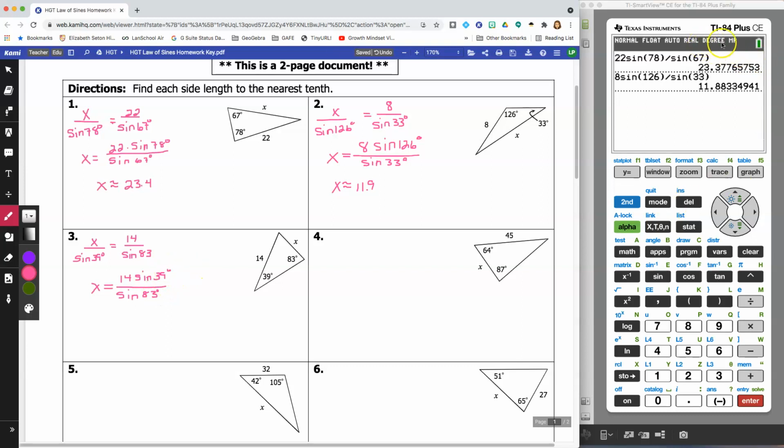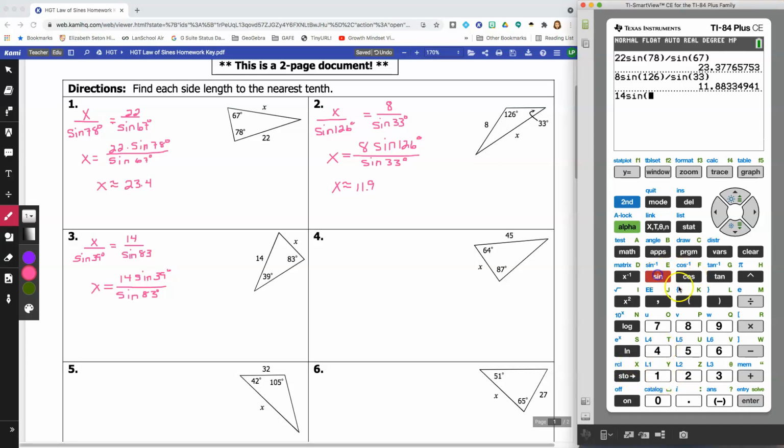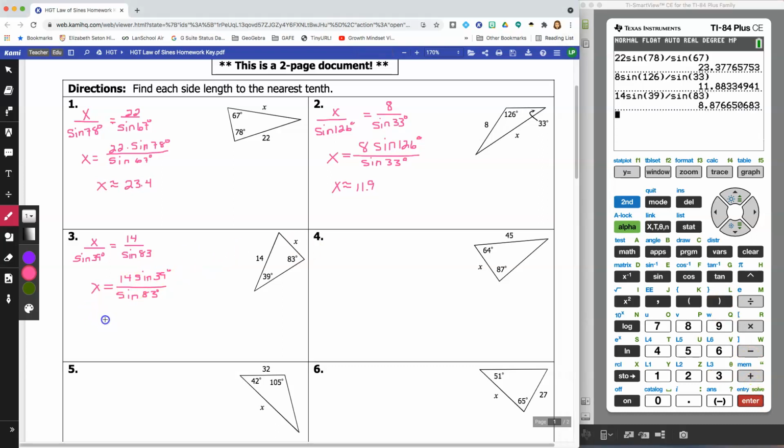Before I started, I forgot to remind you, make sure that your calculator is in degree mode. If it's not in degree mode, you're not going to get the right answers. So I have 14 times the sine of 39 degrees, close my parentheses, divide by the sine of 83 degrees. So x is approximately 8.9, whatever the units are. Again, that's the 7 in the hundredths place rounding the 8 in the tenths place up to a 9.